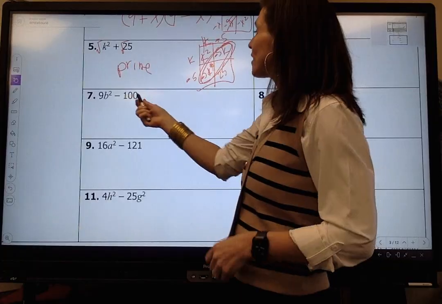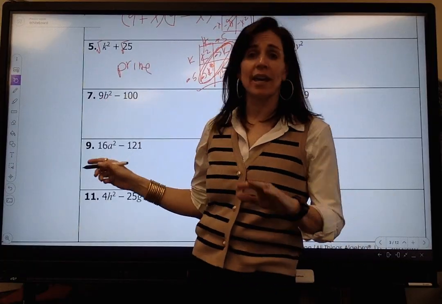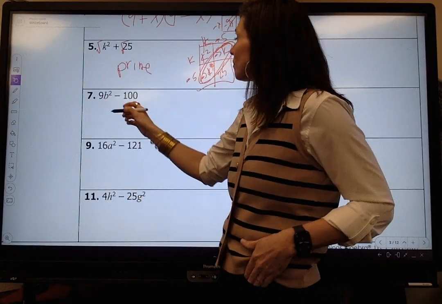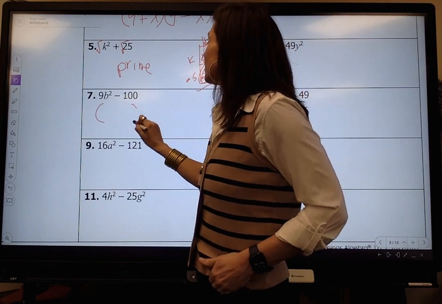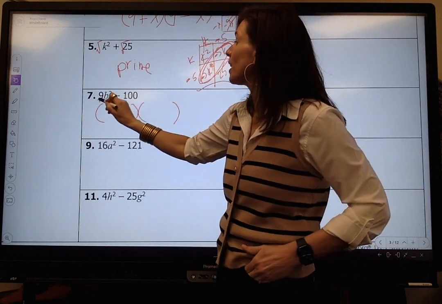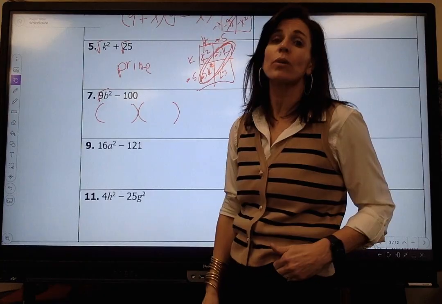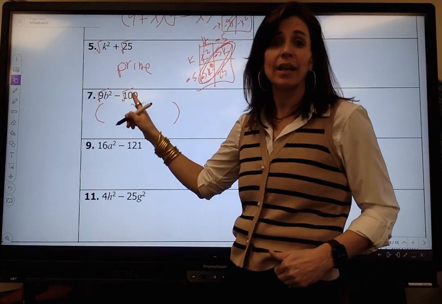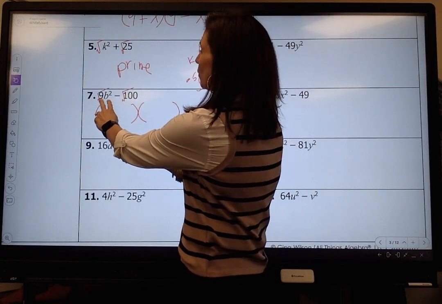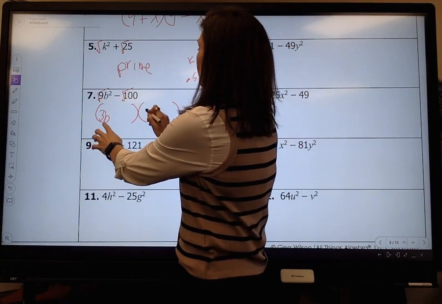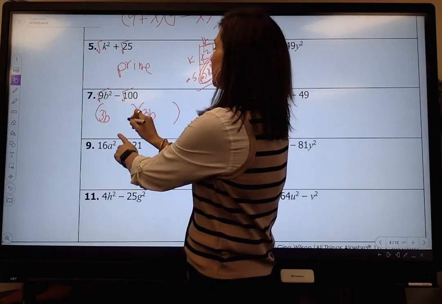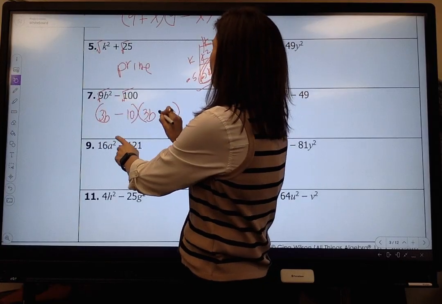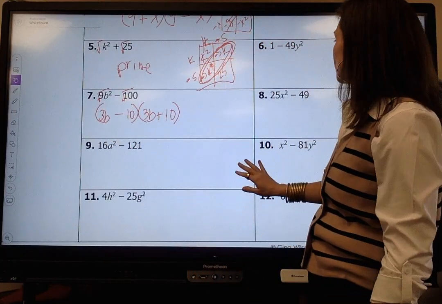All right, number 7. Can you take a GCF? There is no GCF. So, does it fit the form of a difference of squares? Can you take the square root of 9b squared? Yes. Can you take the square root of 100? Yes. Is it negative? Yes. So when you take the square root, 3b is going to go in the first position, and then in the second position, 10 and 10, one's negative, one's positive. That's a difference of squares.